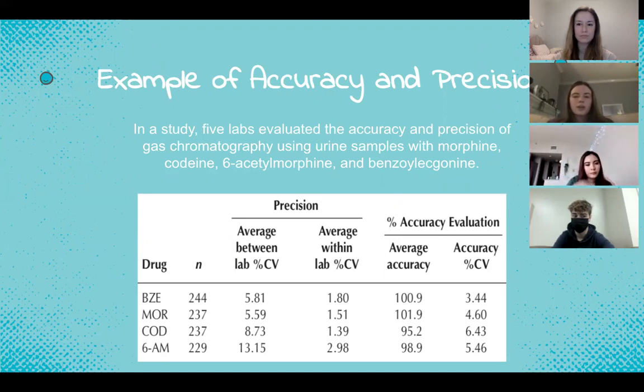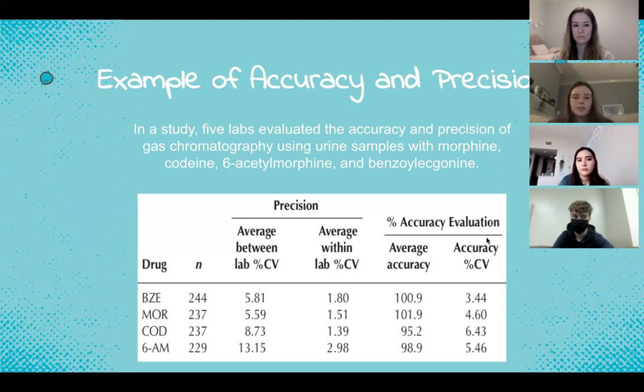The results show that within laboratory precision, represented by percent CV, was very tight with less than 3%. Between laboratory, percent CV was less than 10% for all compounds except 6-acetylmorphine. The average accuracy varied between 95.2 and 101.9. The percent CV accuracy was 3.44 for benzoylecgonine, 4.6 for morphine, 6.43 for codeine, and 5.46 for 6-acetylmorphine.